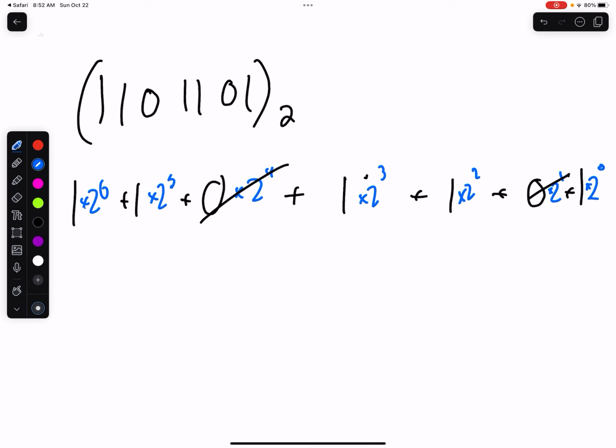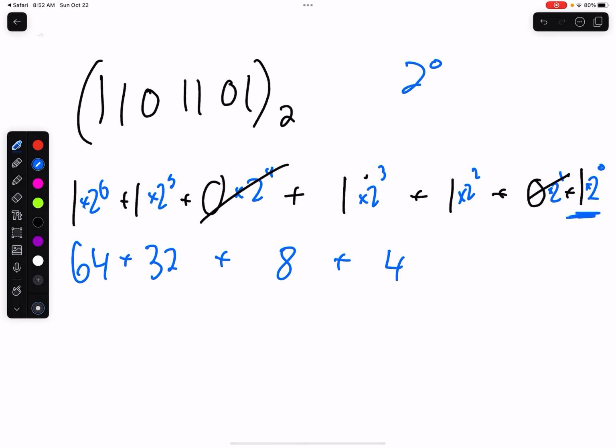Now I just have my powers of 2. I'm not even going to do 1 times it anymore. I've got a 64. I've got a 32. 2 to the third, 2 times 2 is 4 times 2. I have an 8. I have a 4. And keep in mind, 2 to the 0 power is not 0. 2 to the 0 power is 1. So I also just have this 1 on the end here.